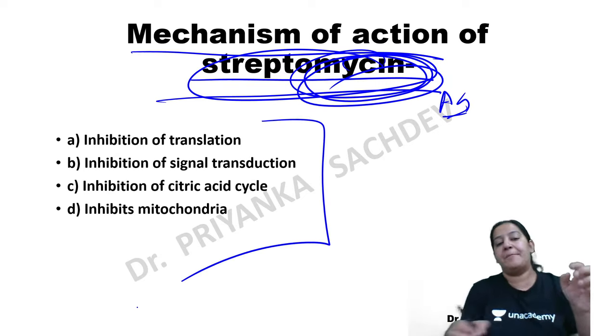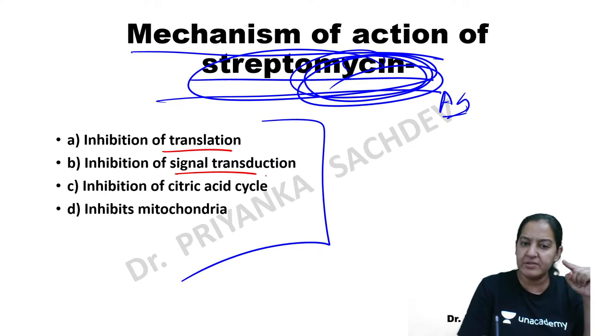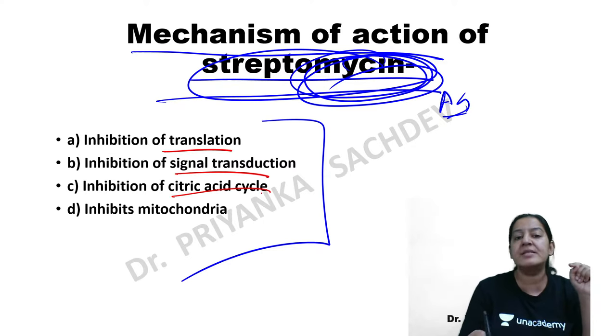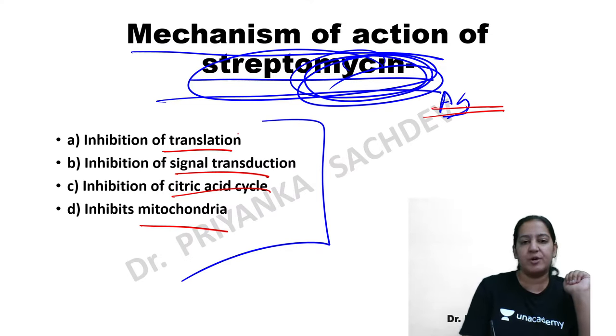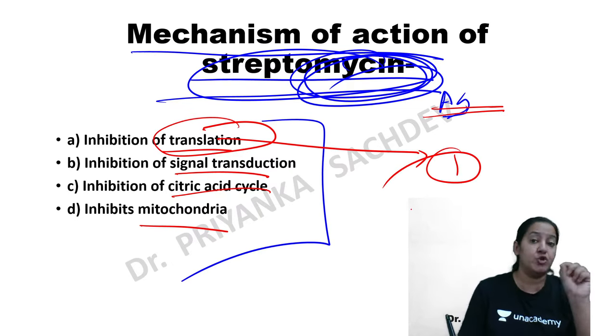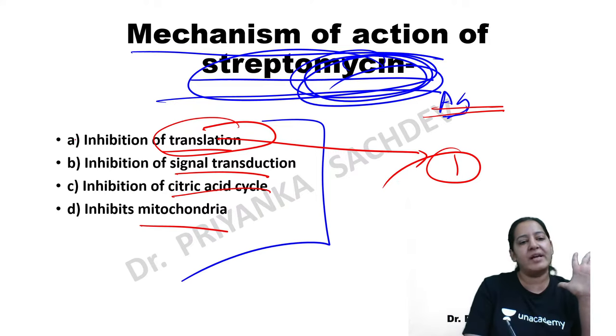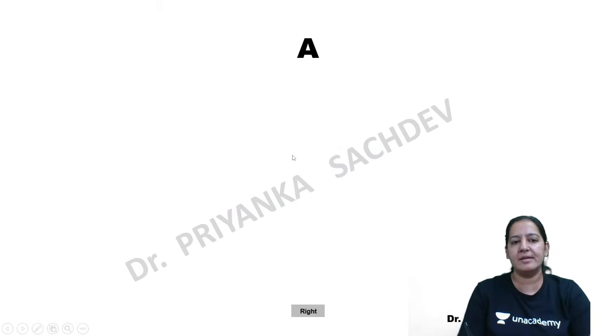Now, tell me which step it is inhibiting. Is it inhibiting translation? Is it inhibiting signal transduction? Is it inhibiting the citric acid cycle? Is it inhibiting mitochondria? All aminoglycosides inhibit protein synthesis. Which type? They do not inhibit transcription. They inhibit translation, specifically step number 1, that is initiation. So the correct answer is A and you all are right. Very good. Vivek, Kishore, Sufi, Amar, very good.